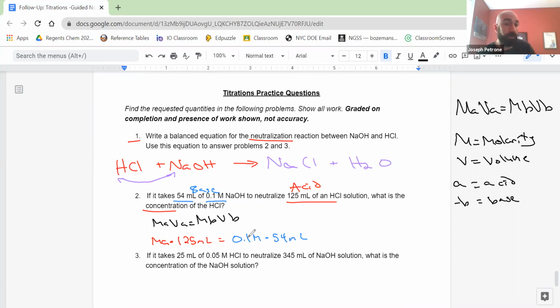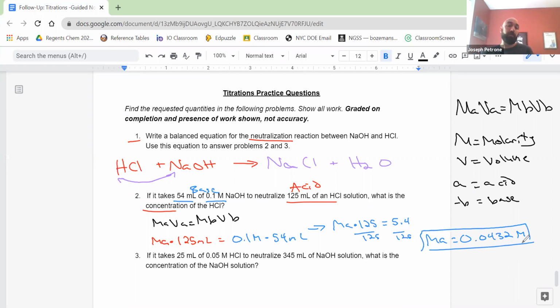So then we're just going to do the algebra to do this. We would end up with MA times 125 is equal to 0.1 times 54, which is 5.4. So we will just divide both sides by 125. And then your molarity of acid is equal to 0.0432 molar. So that's how you do question 2.